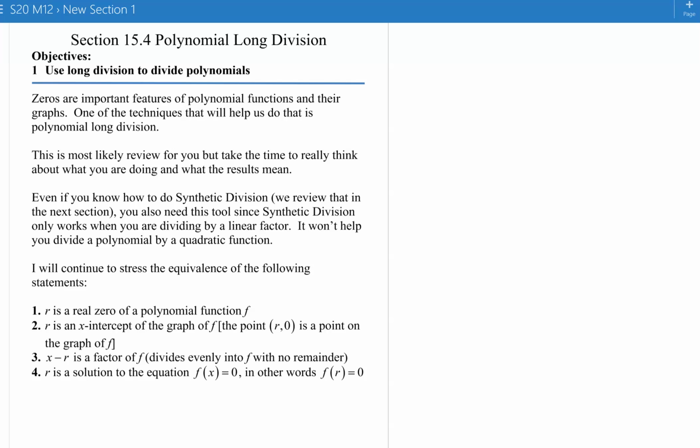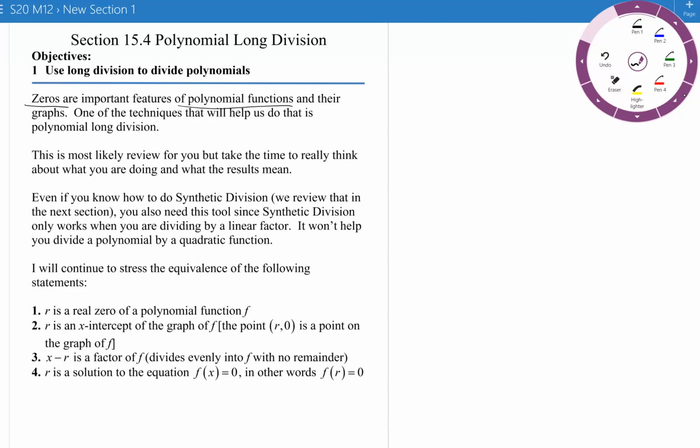So polynomial long division is something that we need in several different upcoming math concepts that you'll learn. So we're going to learn it here because it's going to help us find zeros of polynomial functions. So it's probably review for you, but it's a good practice and it will be really useful to you later if you're just really smooth and fluent in it.